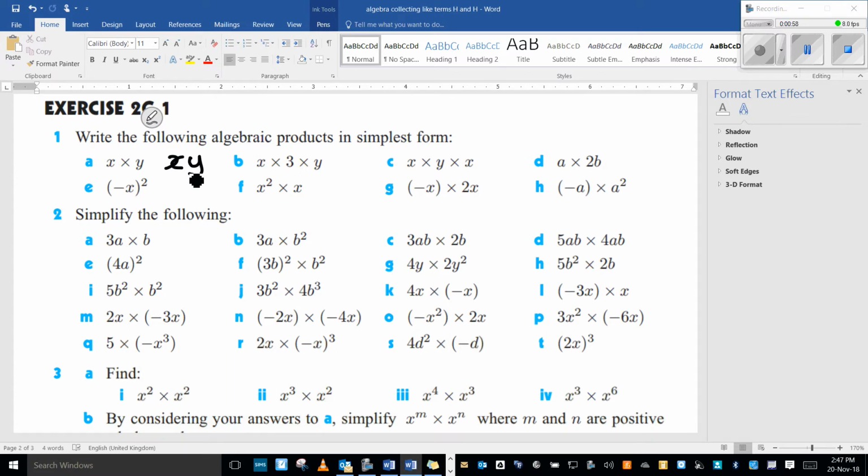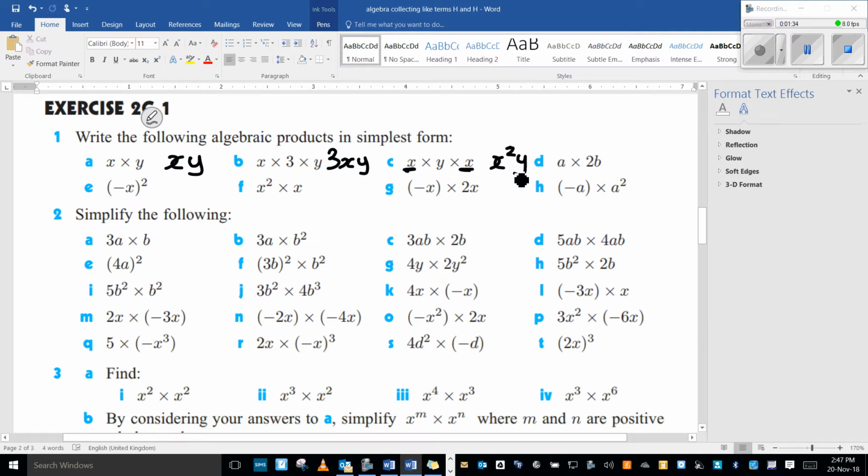For x multiplied by 3 multiplied by y, we would again just put them all together, but what goes first? The 3, and then the x and y in alphabetical order. And if we've got x multiplied by y multiplied by x, these are the same letter, and so we're going to now need to start using powers. We've got 2 of them multiplying by each other, so this one would be x squared y. Okay, so far so good?